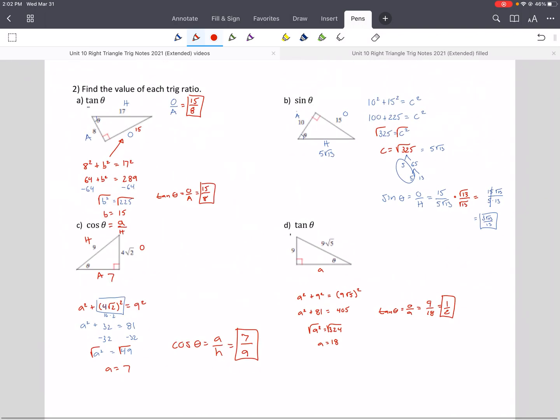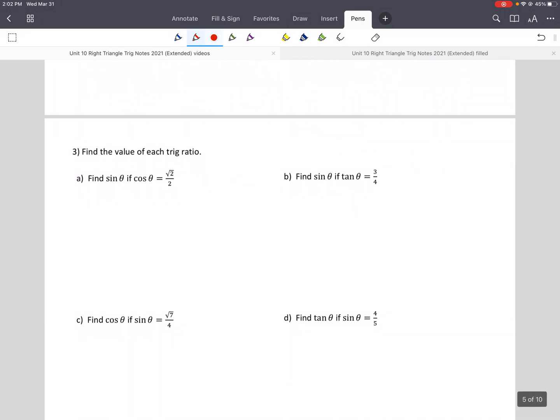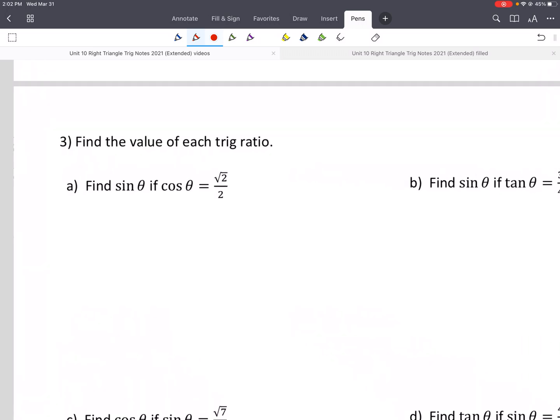All right, so that's basically half of what we're covering. It's the majority of the stuff we're covering. All right, and the last thing we need to talk about is problems like this. So they want us to find the trig ratio, shown a little different.